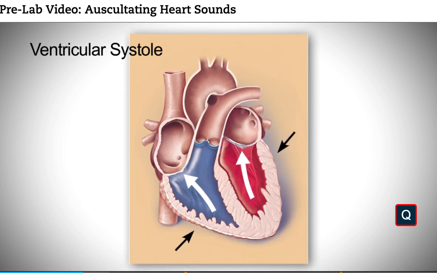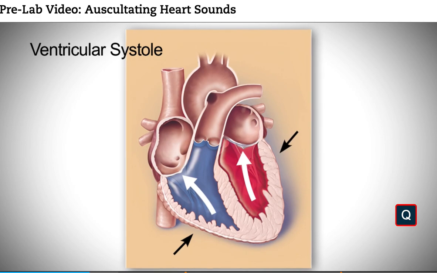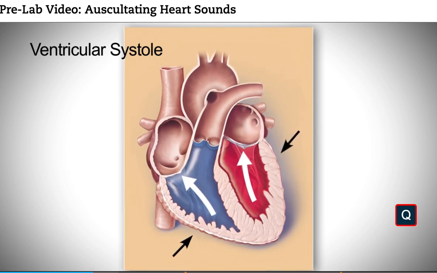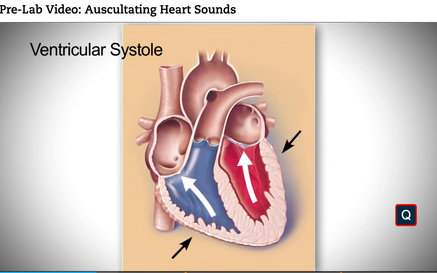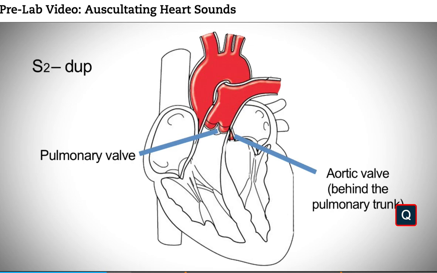During the cardiac cycle, the closure of the atrioventricular valves signals the beginning of ventricular systole, contraction of the ventricles. S2 is a result of the semilunar valves, pulmonary and aortic valves, closing.